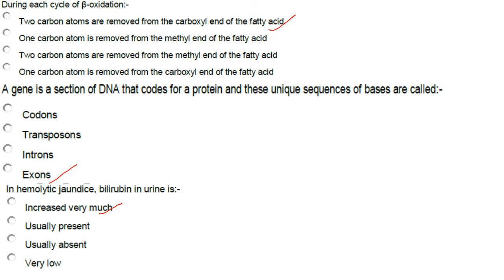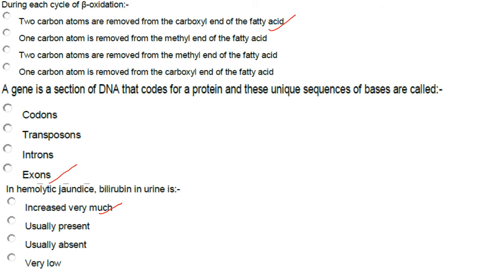Answer is option D. So it is a section of DNA that codes for protein, and these unique sequences of bases are called exons. It is a section in DNA. Then, in hemolytic jaundice, bilirubin in urine is increased very much.